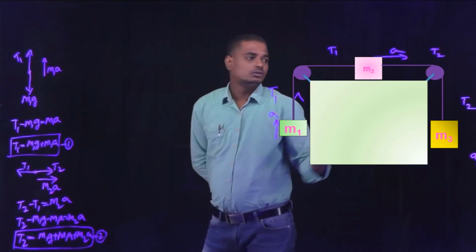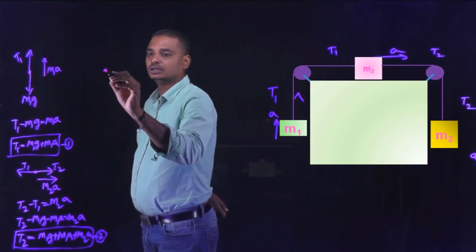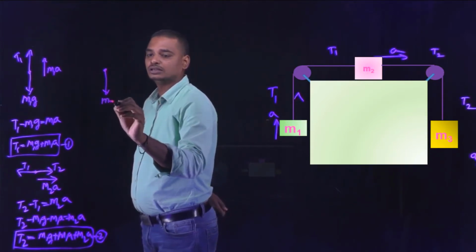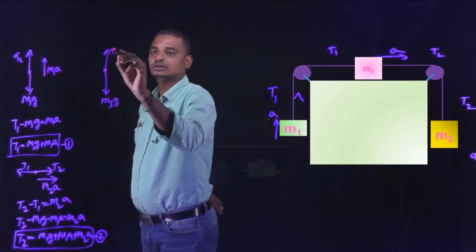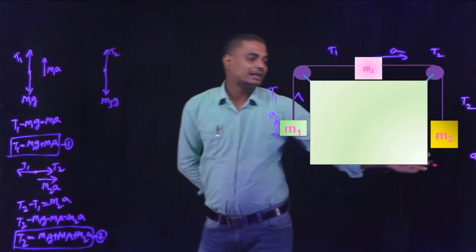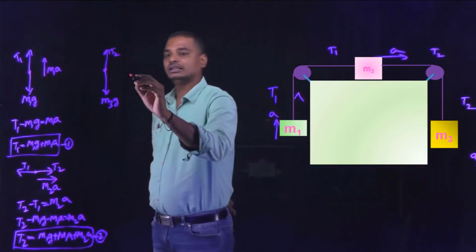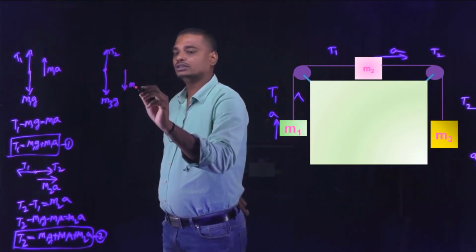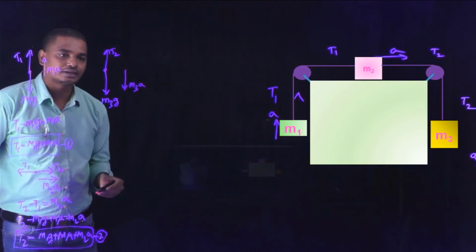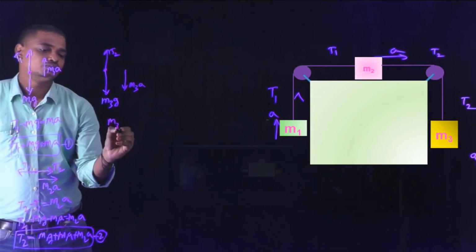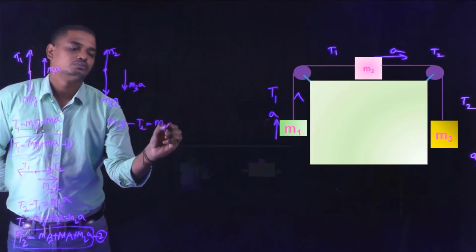Now draw the free body diagram for the third block. The weight of the body acts vertically downwards, that is M3G, and there is a tension in the string vertically upwards, that is T2. There is an acceleration A, which means the third block is moving downwards, so there is a net force acting vertically downwards, that is M3A. From this the equation can be written as M3G minus T2 is equal to M3A.